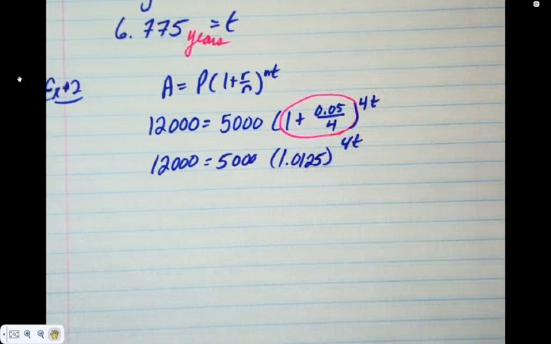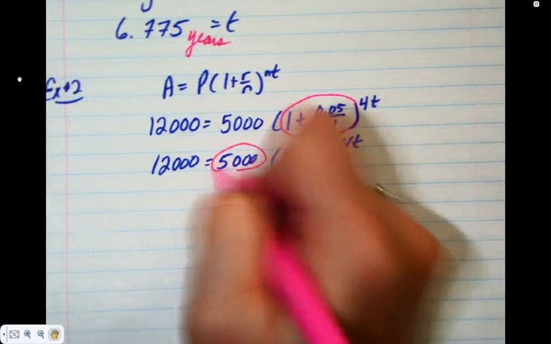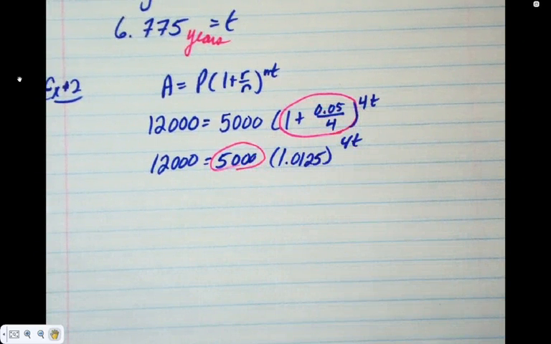Confirm 1.0125. What's the next step that we did above? We want to get rid of the 5,000. Again, you don't have to. It's just going to make the log work a little bit easier.